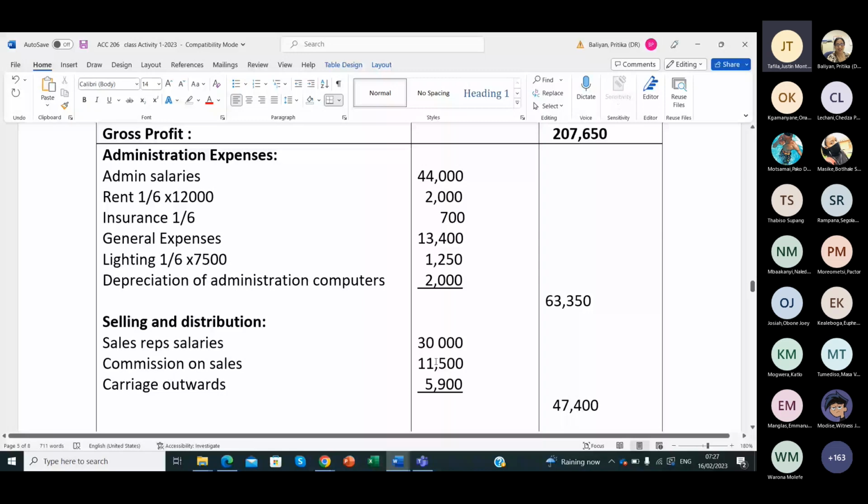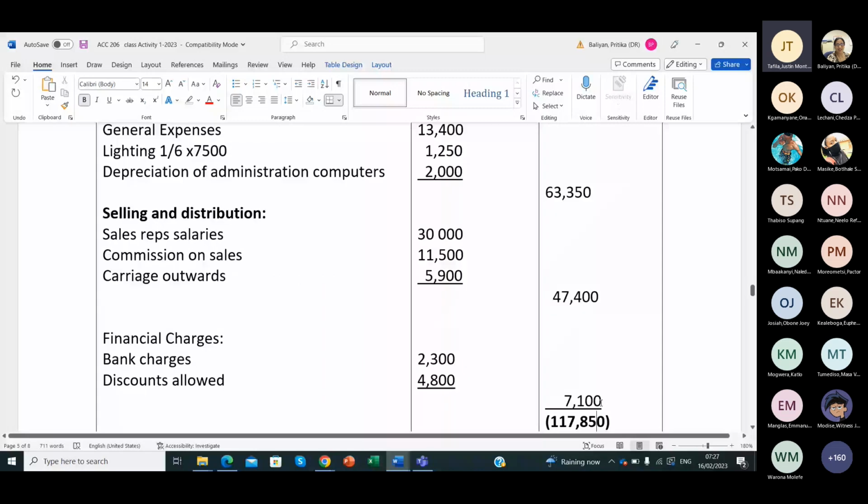And we need not calculate this amount. They are already given in the question. And the transportation charges for outside, as a carriage outward, 5,900. When you add, you will get their total, which is 47,400. After that, we also account for financial charges, how much the company paid for the financial issues.